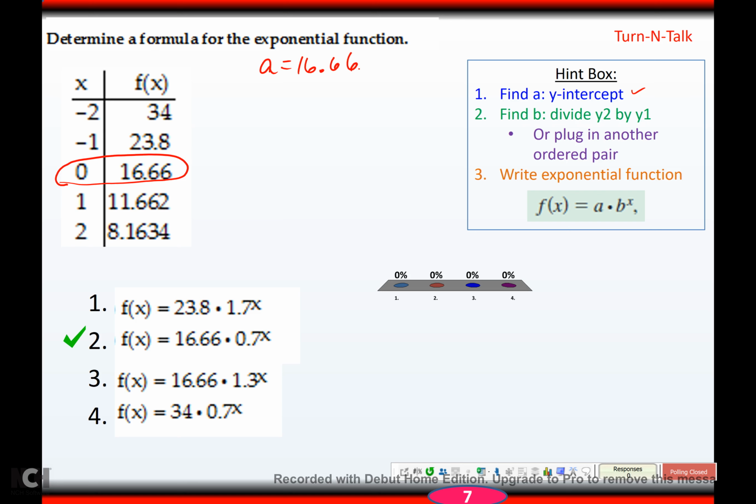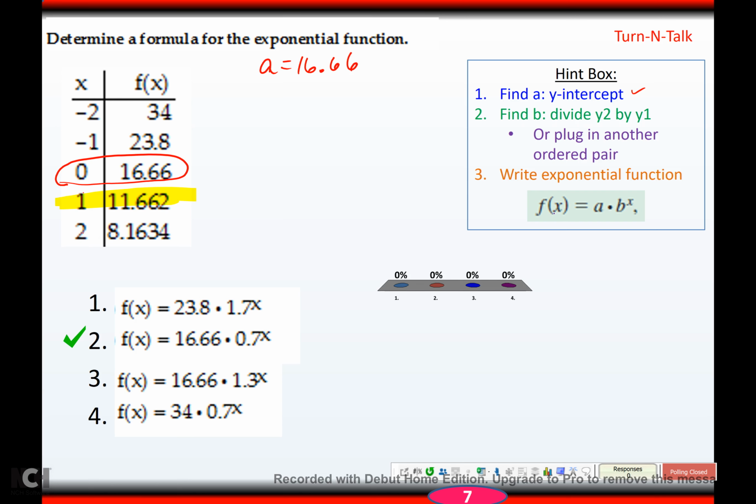Then I have to find my b. Again, remember, your function is b to the x. So pick what exponent you want. And the easiest exponent to deal with is when x is 1, okay? Like I said, you can pick any other point you want. But if you want to get the answer with the least amount of pain, pick an x that's going to be an easy exponent to get rid of. And 1, obviously, is the easiest.